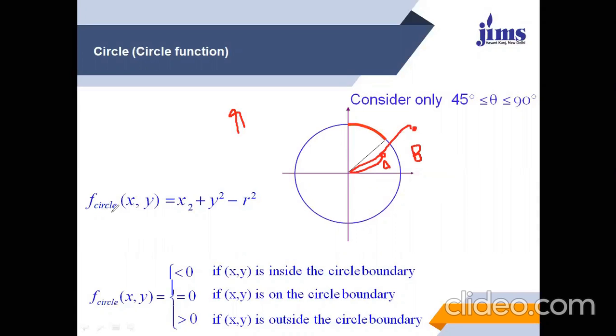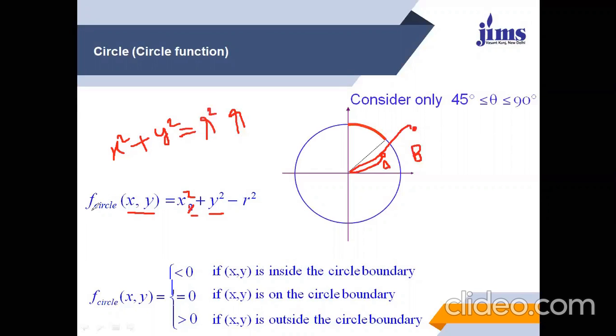So the value of the function is like this: x square plus y square minus r square. This is not x2, this should be x square. This comes from here, where x square plus y square equals r square. This is the equation of a circle, equals to r square.